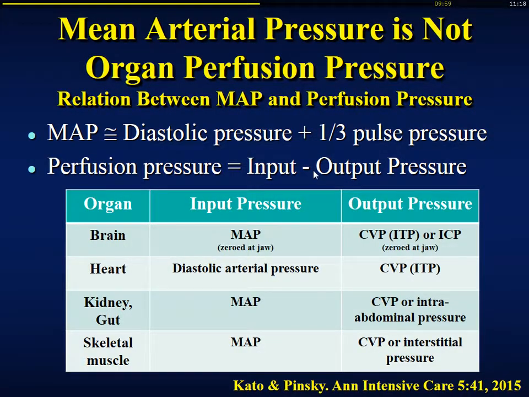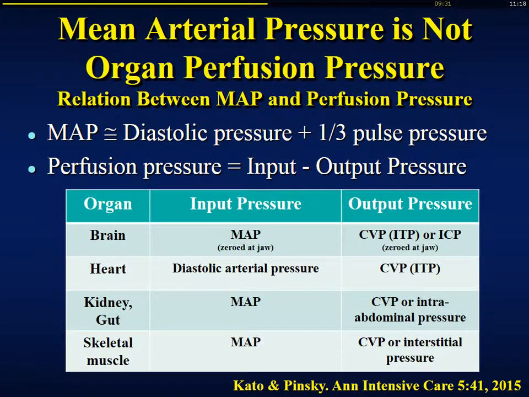What is the downstream pressure for organ perfusion? Well, for the brain, it's intracranial pressure. For the heart, it's diastolic minus CVP or intrathoracic pressure. For the kidney and the gut, CVP or intra-abdominal pressure. And for the skeleton, it's CVP or interstitial pressure. So mean arterial pressure is not the perfusion pressure of the organs. It is the input pressure against the back pressure that's determining perfusion.